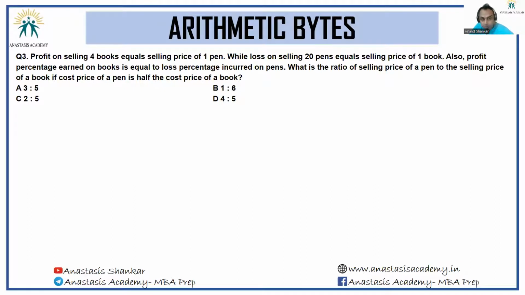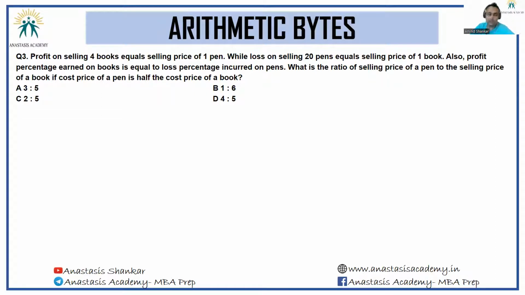Profit on selling 4 books is equal to selling price of 1 pen, while loss on selling 20 pens is equal to selling price of 1 book. Also, profit percentage on books is equal to loss percentage incurred on pens. What is the ratio of selling price of a pen to the selling price of a book if the cost price of a pen is half the cost price of the book?